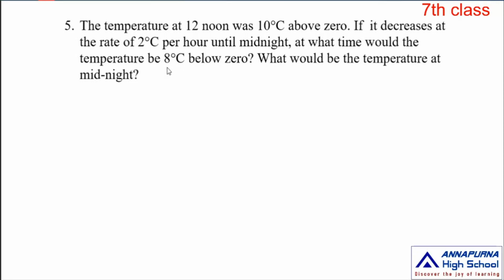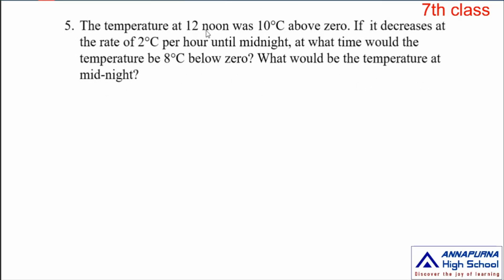Below 0 means minus 8 degrees centigrade. At what time the temperature will be minus 8 degrees? So the question is asking, at what time would the temperature be 8 degrees below 0, means minus 8 degrees centigrade. You find out what would be the temperature at midnight. At midnight, what would be the temperature?